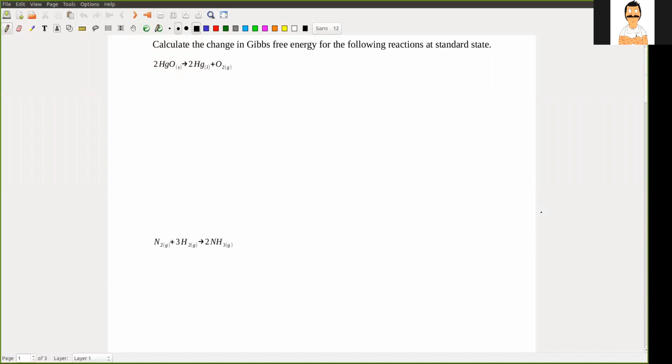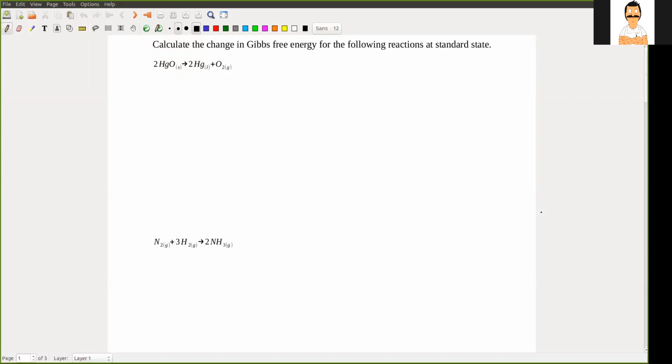Calculate the change in Gibbs free energy at standard state for a reaction. It's very similar to the video that I did on calculating the entropy change in a reaction, except we're using the values for the Gibbs free energy of formation for each species, which you can get in the back of your textbook if you're using Chemistry by Chang, in the appendix, or you can acquire it online or by whatever resource you have.